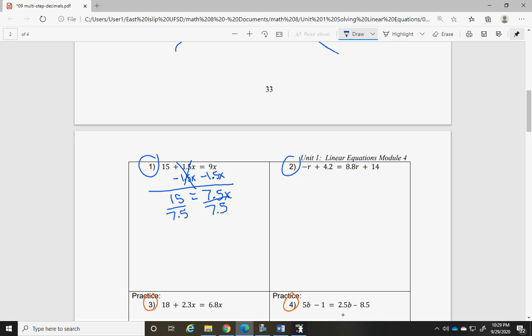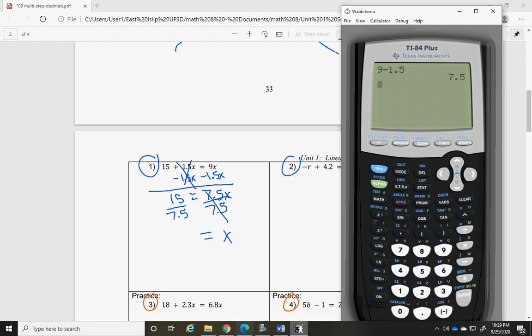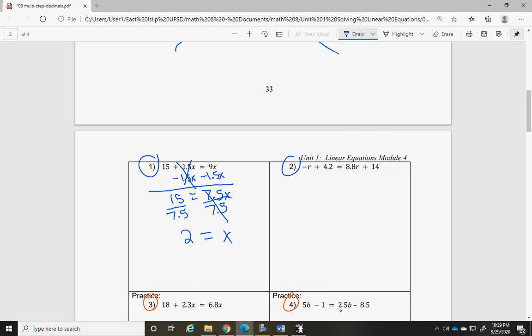And then this is where I guess you can use a calculator. Again, it might be something I wish you could do, but I don't know. 15 divided by 7.5 is 2. And that's your final answer.